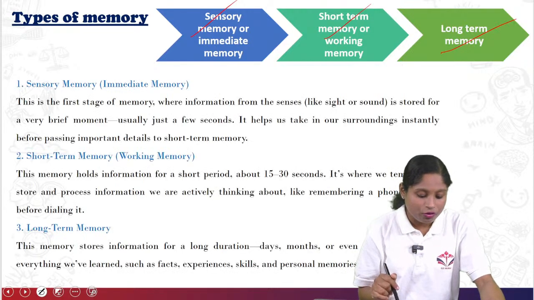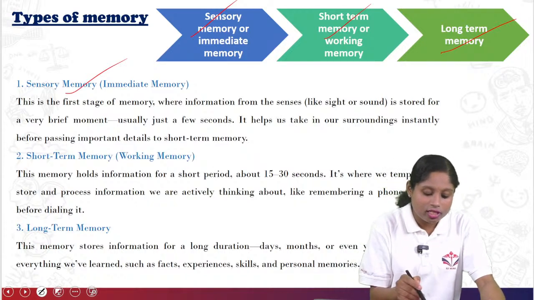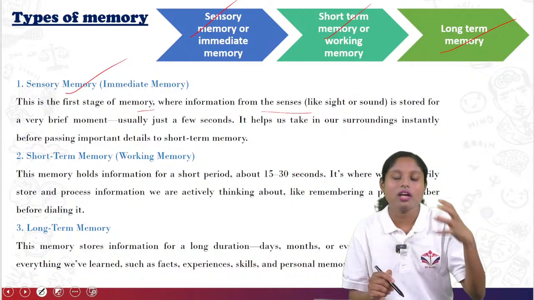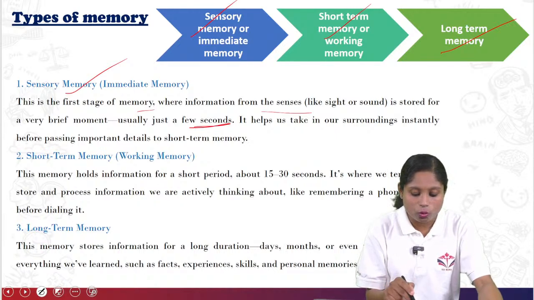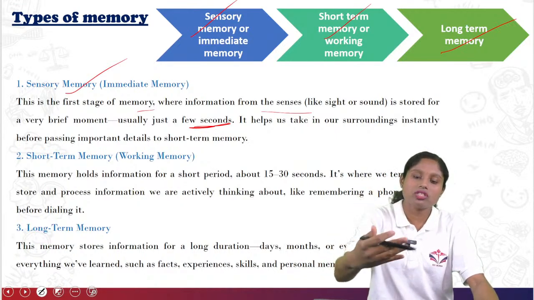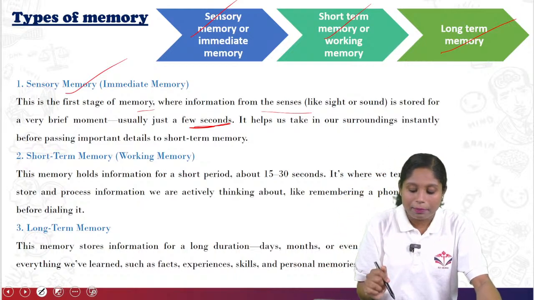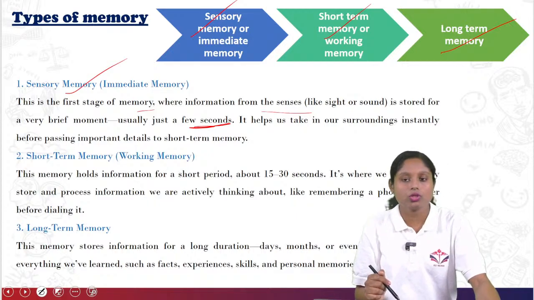First one, sensory memory, also known as immediate memory. This is the first stage of memory where information from the senses, like sight and sound, is stored for a very brief moment, usually just a few seconds. It helps us to take in our surroundings instantly before passing important details to short-term memory.